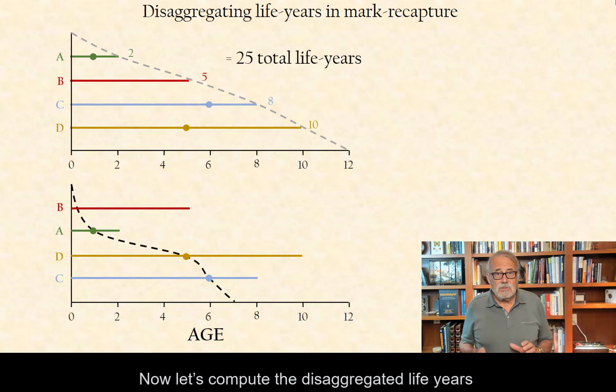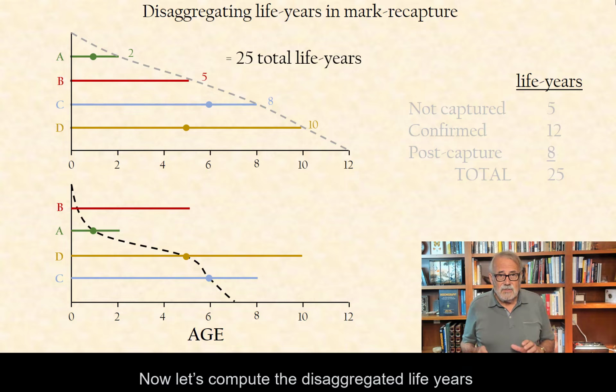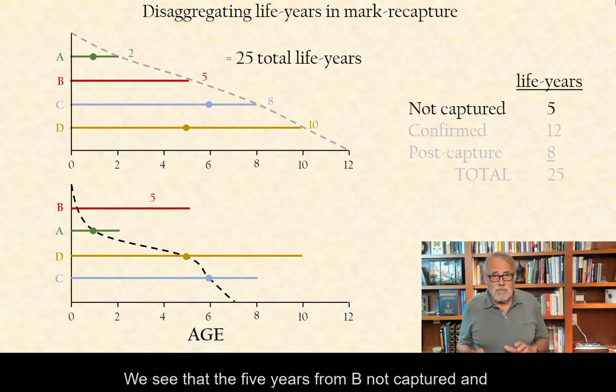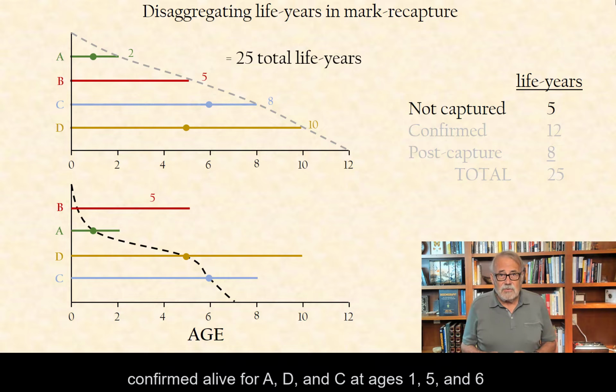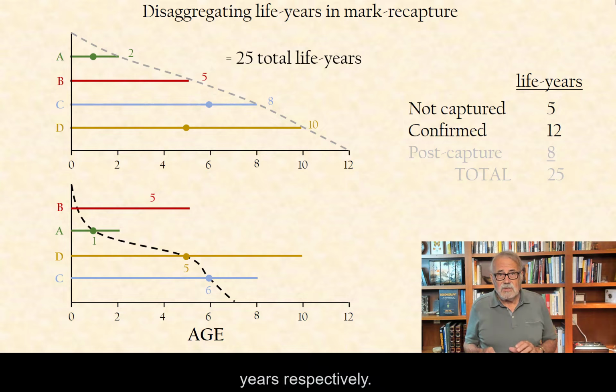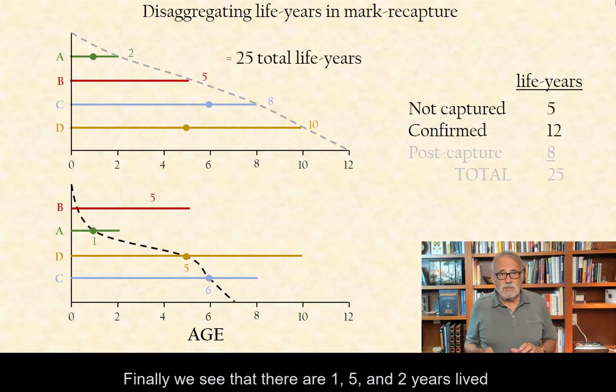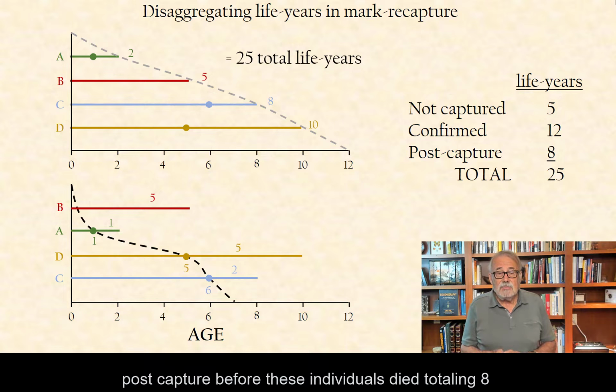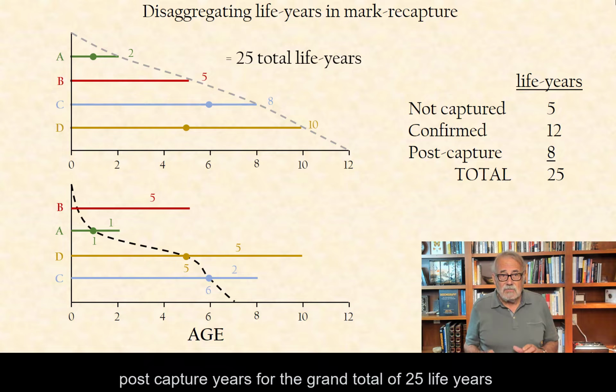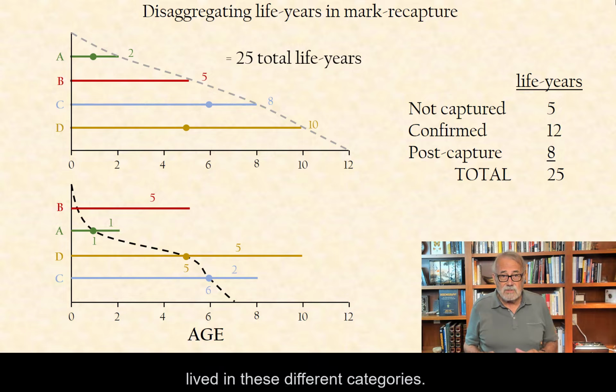Now let's compute the disaggregated life years. We see the 5 years from B not captured, and confirmed alive for A, D, and C at ages 1, 5, and 6 years respectively. Finally, we see that there are 1, 5, and 2 years lived post-capture before these individuals died, totaling 8 post-capture years, for the grand total of 25 life years lived in these different categories.